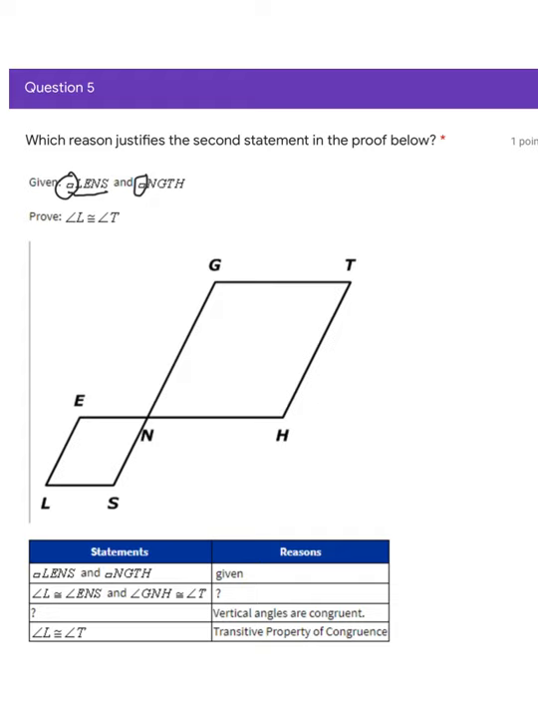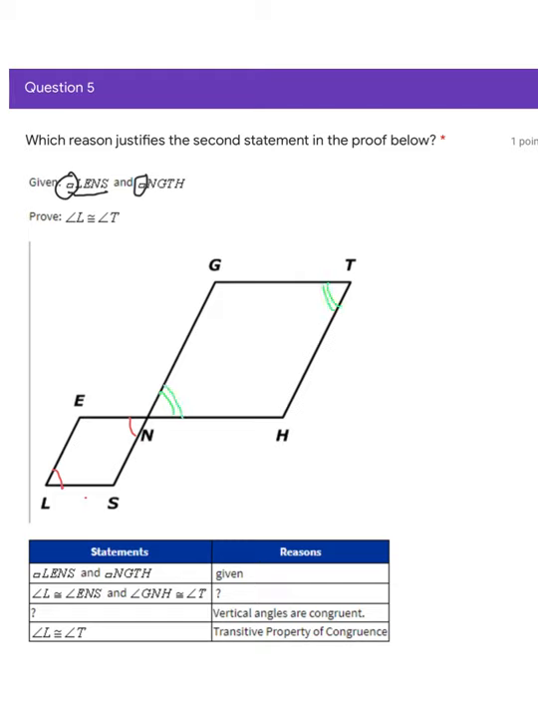So basically, they say that parallelogram LENS and parallelogram NGTH are given. So that's telling us that those two are parallelograms. And then they're saying that angle L is congruent to angle ENS. And then that angle GNH is congruent to angle T.